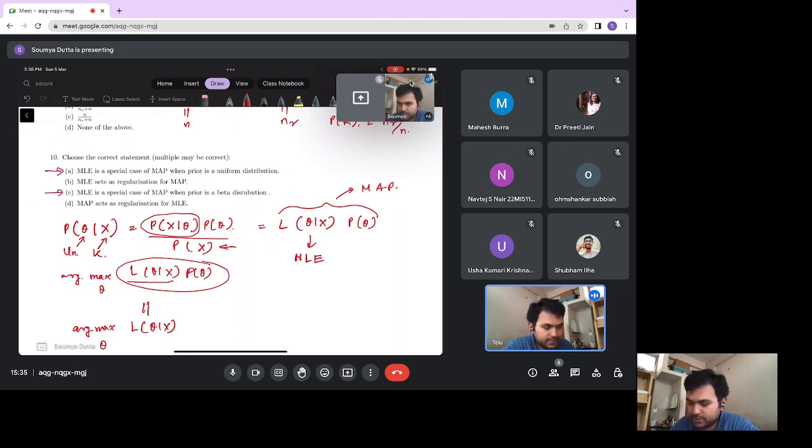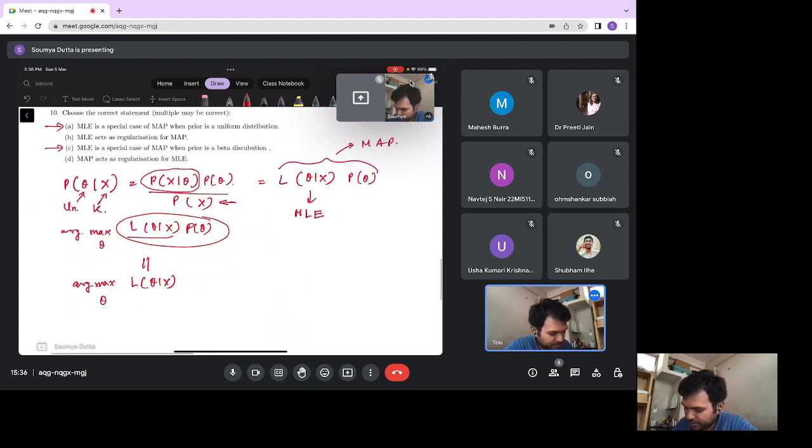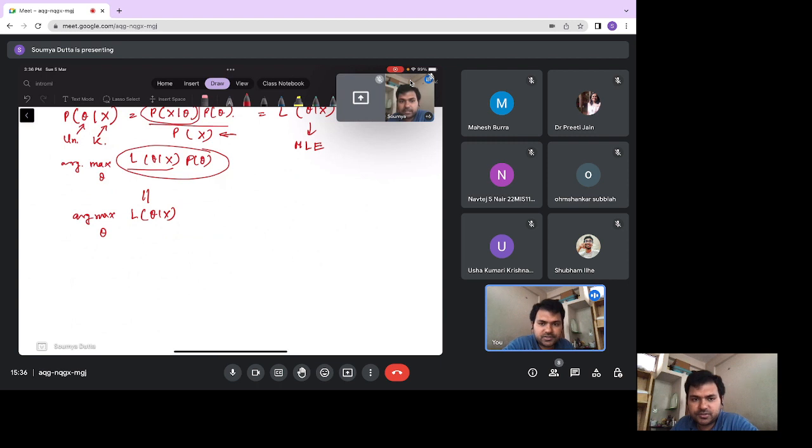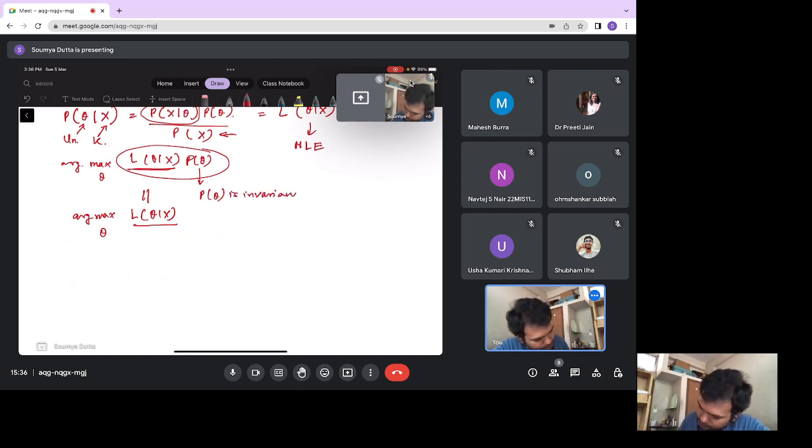MLE is a special case of MAP when prior is a uniform distribution or a beta distribution. Beta distribution is a complicated distribution, so you don't even need to remember that for solving this problem. You need to know that the argmax of L theta given x times p theta and the argmax of L theta given x would be the same. When would that happen? When p theta is the same for all theta. P theta is invariant to theta.